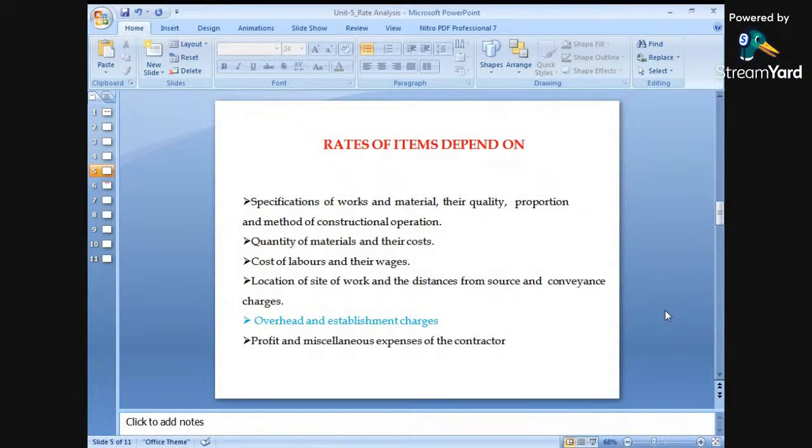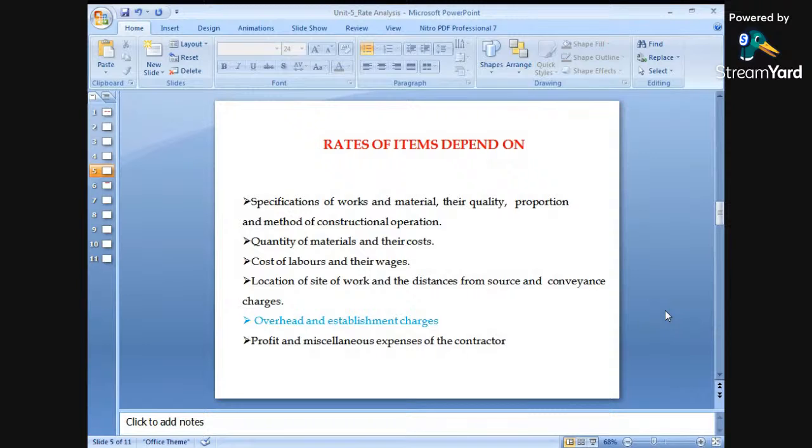Next is what are the different quantities required for a particular type of work. So quantity of materials and their cost, okay. So what are the different quantities required for executing a particular type of work, and their cost again plays an important role, okay. What are the costs of the different types of materials required, okay. Next is cost of labors and their wages. That means how many labors are required for executing the work. So we have to find out the labors required.